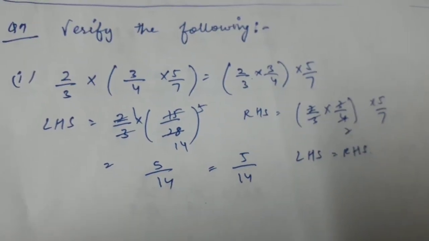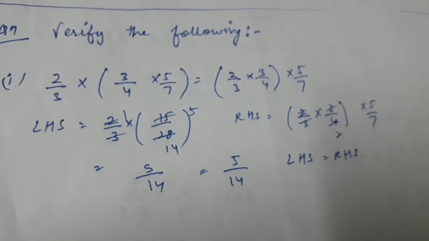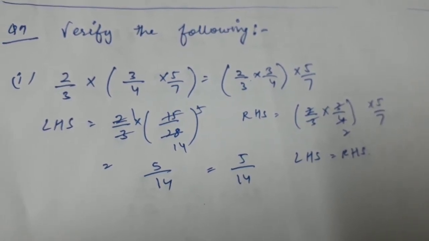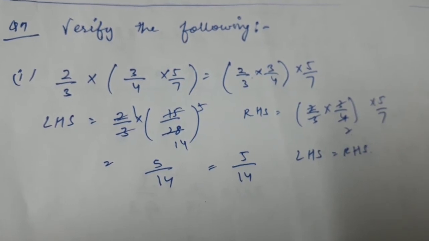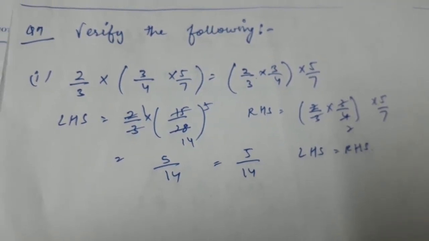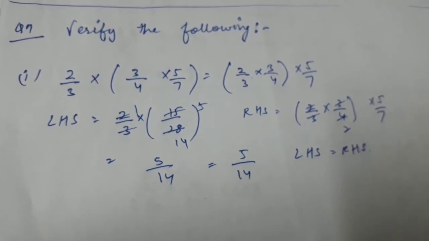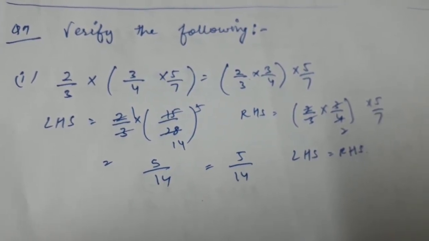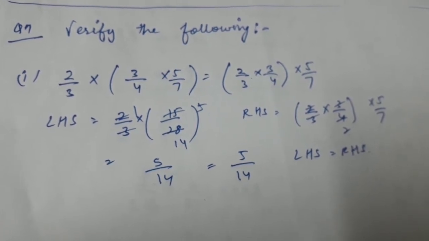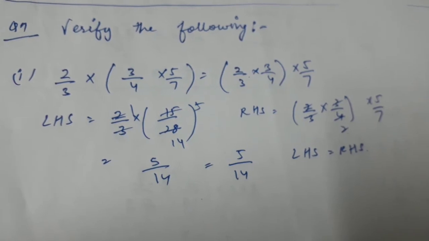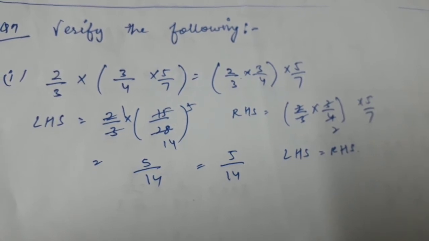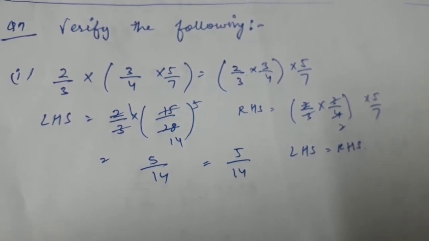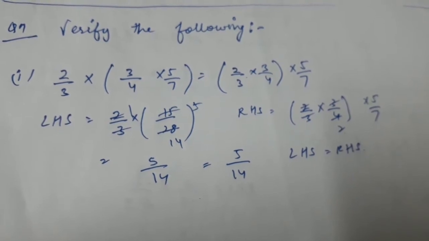In question number 7, part 1, we are to verify the associative property. That means if any three rational numbers are taken in any grouping, the answer will be the same. So left hand side, 2 by 3 into 3 by 4 into 5 by 7, will come out as 15 by 28. After cancellations, left hand side would be 5 by 14. Right hand side, 2 by 3 into 3 by 4 after cancellation, and multiplied by 5 by 7, the answer would be 5 by 14. So here left hand side equals right hand side.